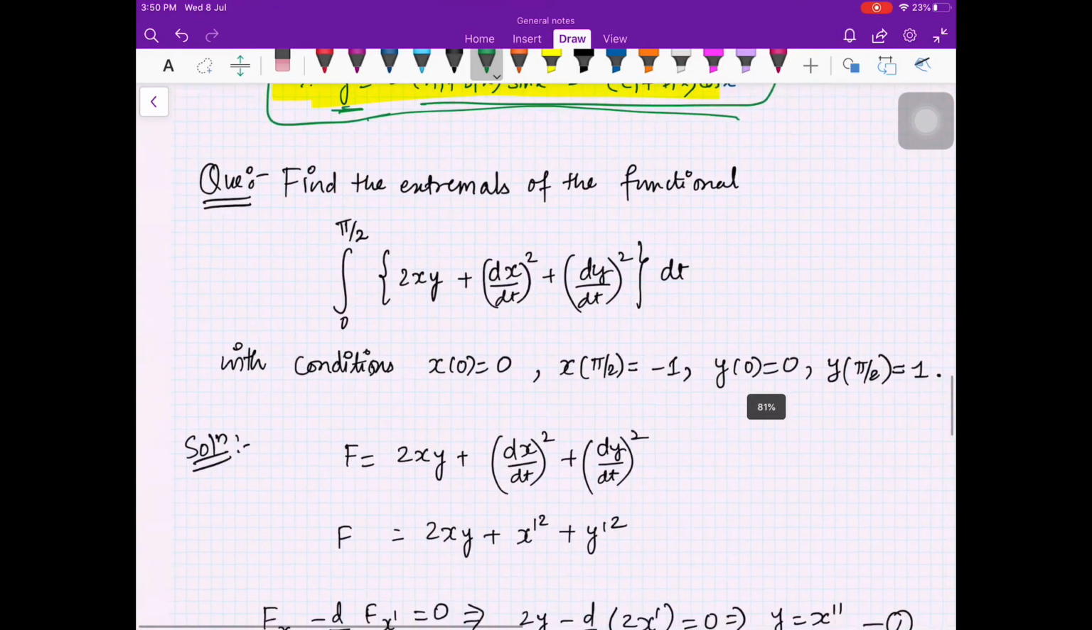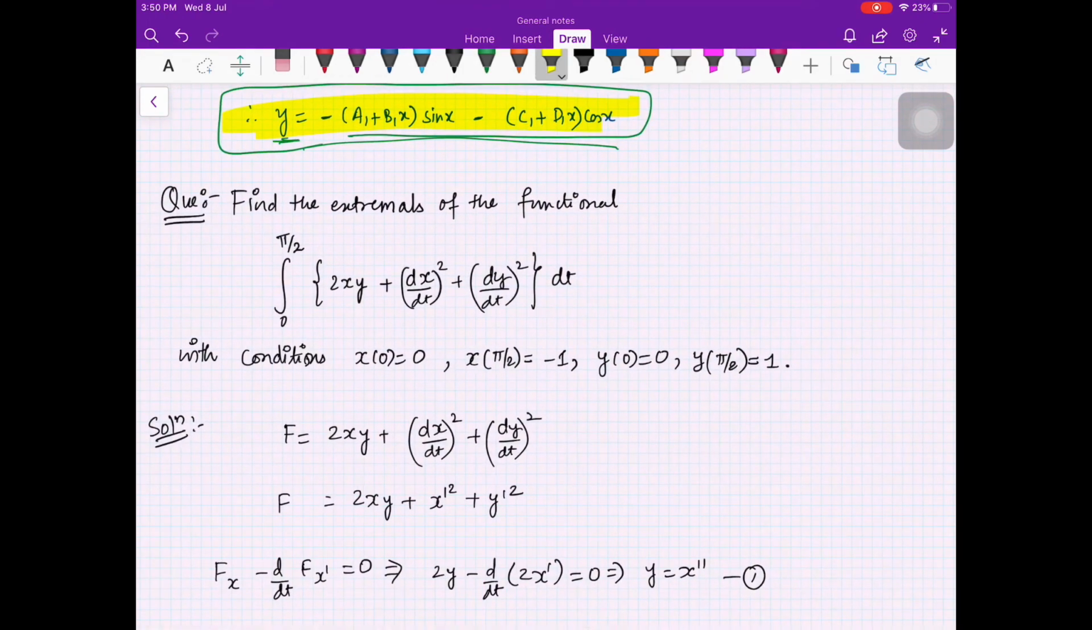Let us look at one more last problem here. Here we are saying find the extremals of the functional. You are given a functional, and you are asked to find the extremal. You can very clearly see that t is your independent variable, and x and y are dependent variables. And these are the boundary conditions given to you.